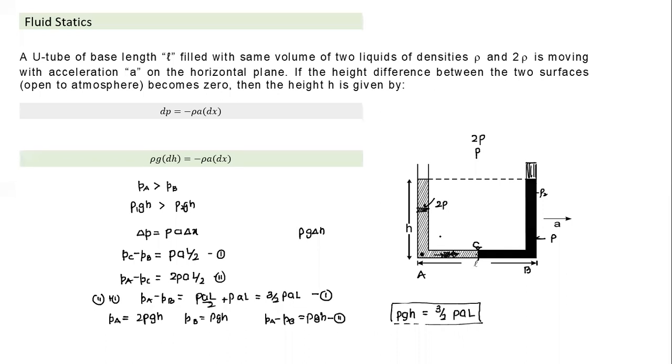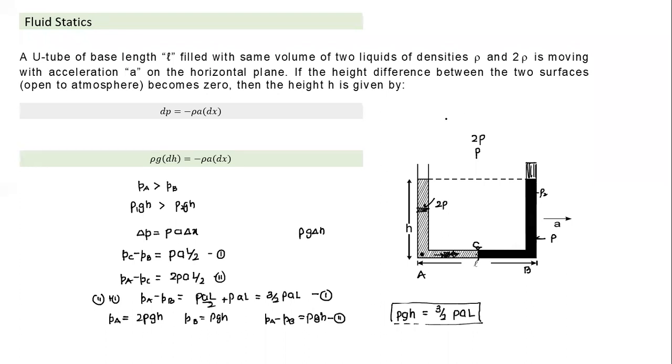So basically, to calculate pressure, I have to start with a known point, and I am calculating the difference in pressure. How is the pressure changing in the horizontal direction? How is the pressure changing in the vertical direction? That's what I'm doing here. So that's what we do. Does anybody have any other question?